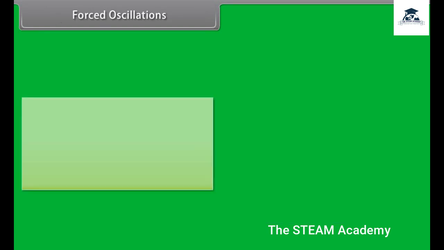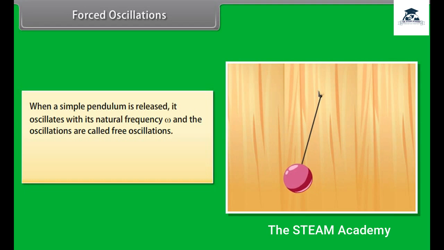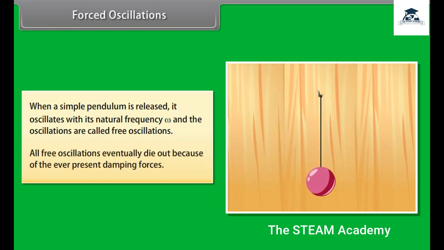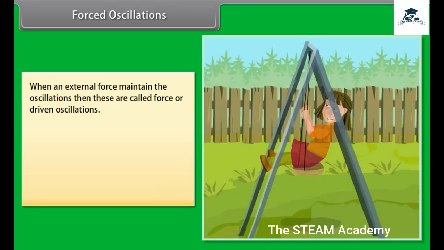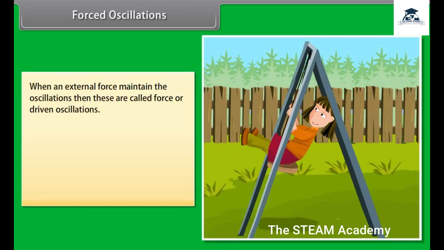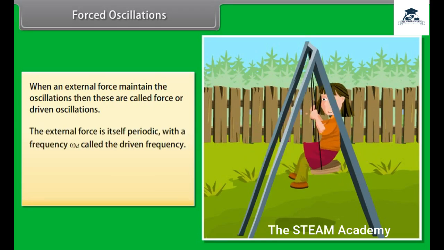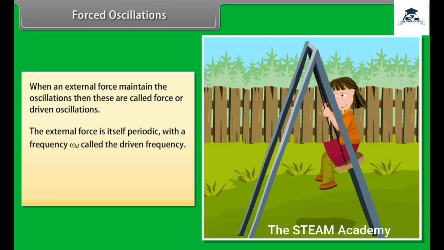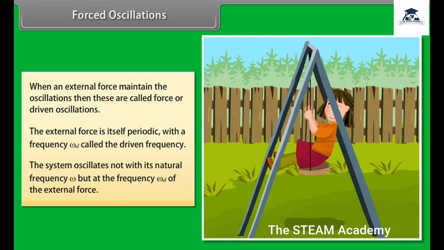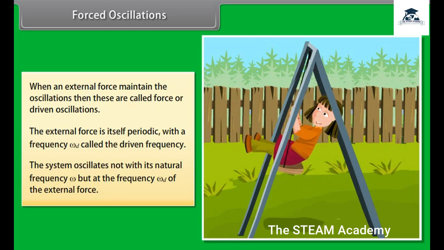Forced oscillations. When a simple pendulum is released, it oscillates with its natural frequency omega, and the oscillations are called free oscillations. All free oscillations eventually die out because of the ever-present damping forces. When an external force maintains the oscillations, these are called forced or driven oscillations. The external force is itself periodic with the frequency omega d, called the driven frequency. The system oscillates not with its natural frequency omega, but at the frequency omega d of the external force.